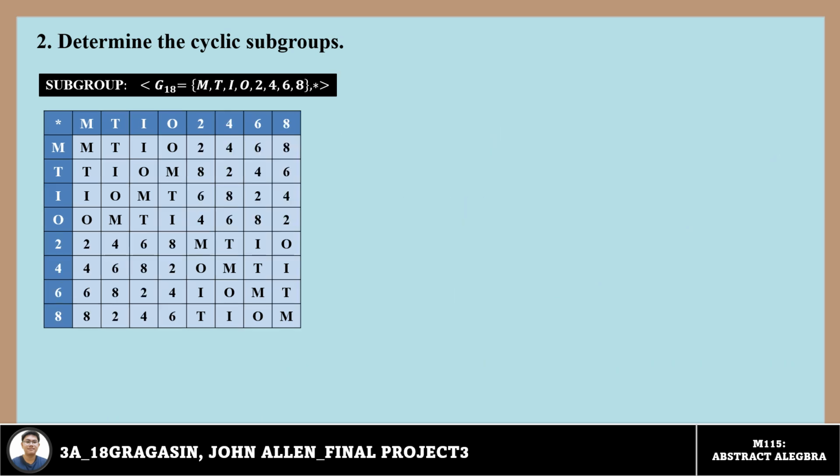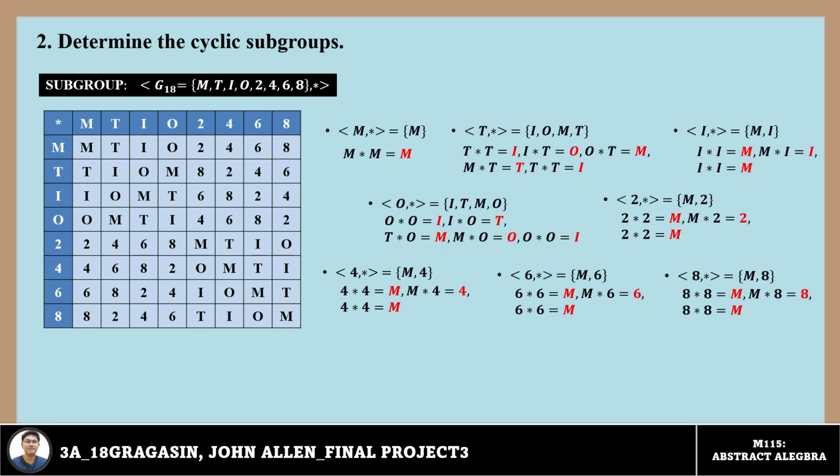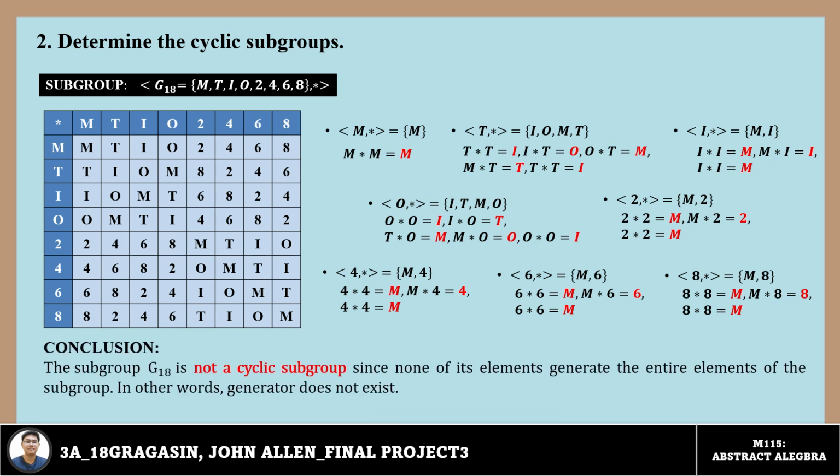Next, we have the subgroup G sub 18 with elements M, T, I, O, 2, 4, 6, and 8 under the binary operation star. As you can see here, the element M, the element T, the element I, the element O, the element 2, the element 4, the element 6, and the element 8 don't generate the entire elements in G sub 18. Therefore, we can conclude that there is no generator in this subgroup, indicating that G sub 18 is not a cyclic subgroup.